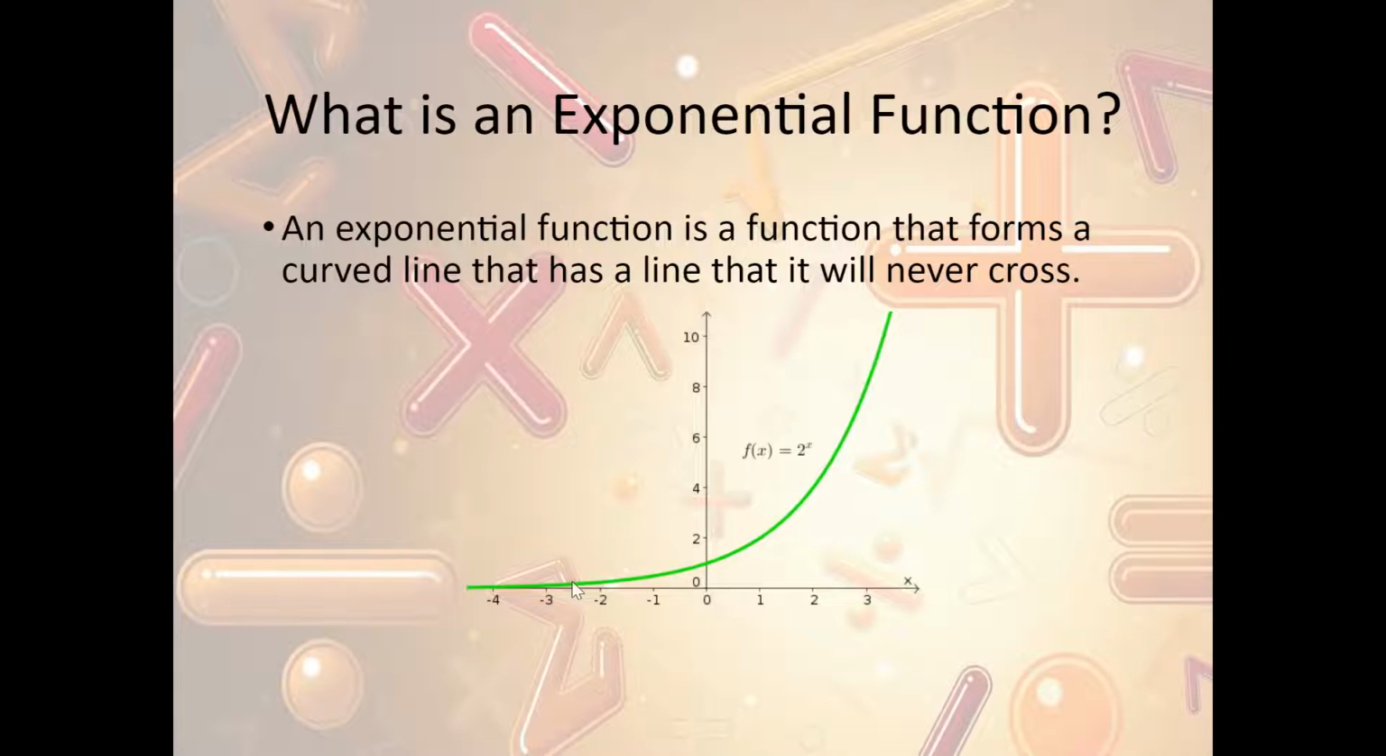Notice this line gets really flat here at the x-axis. It will never cross the x-axis. So there's a line here that it'll never cross. In this direction, it'll keep going and going and going and get really steep.